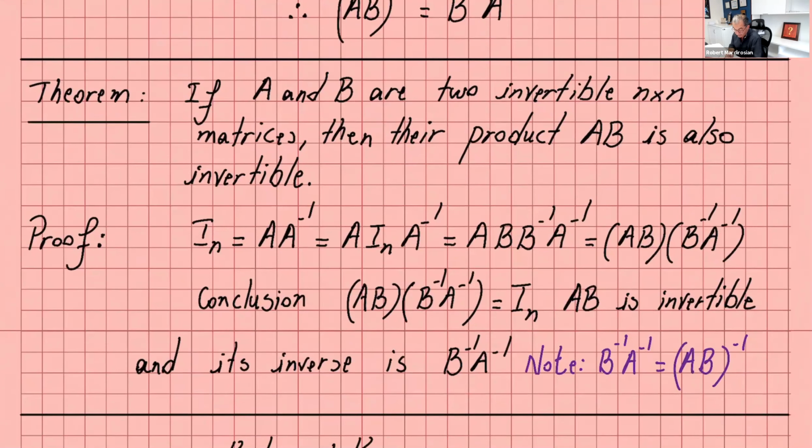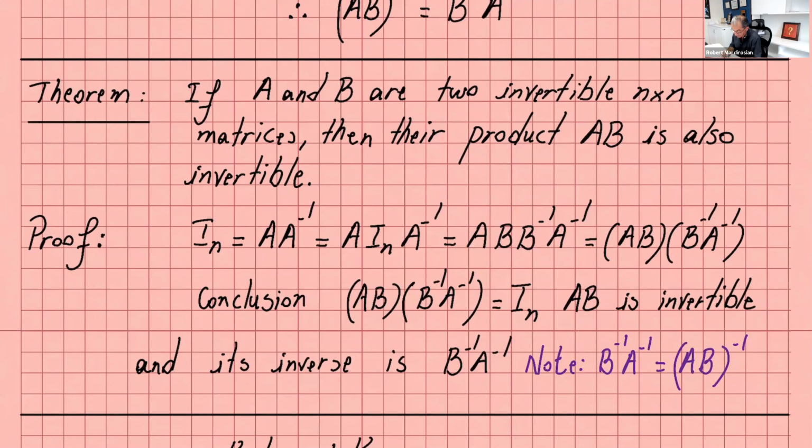Next one: if A and B are two invertible n by n matrices, then their product AB is also invertible. Let's go over the proof of that. We know that the identity matrix can be written as A times A⁻¹, and that's A times Iₙ times A⁻¹. But how can we write Iₙ? It's B times B⁻¹. So then we can separate them. If we separate them, then we know that AB times B⁻¹ times A⁻¹, from the previous theorem, is going to give us Iₙ. So therefore, we know that AB is invertible.